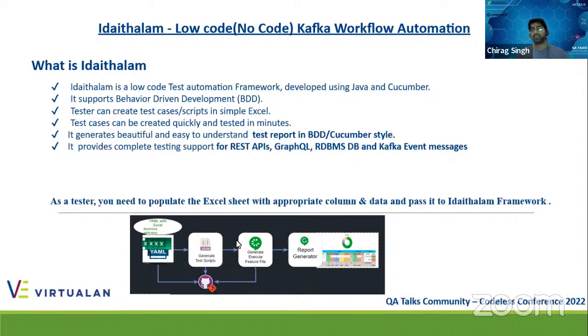So as an end user, you just need to create the Excel and run this, and all the magic will be done by this framework. So tests can be created quickly and tested in minutes, because we do not write much code. We just write our workflow in Excel, and then everything else is done. It generates a beautiful report which supports BDD Cucumber style. It provides complete testing for REST API, Kafka, GraphQL, Kafka event message, and DB. So by using this framework, you can do this type of testing. And as a tester, you just need to create an Excel sheet with appropriate columns and pass your data to this framework, which is Ethereum. So let me move to another slide.